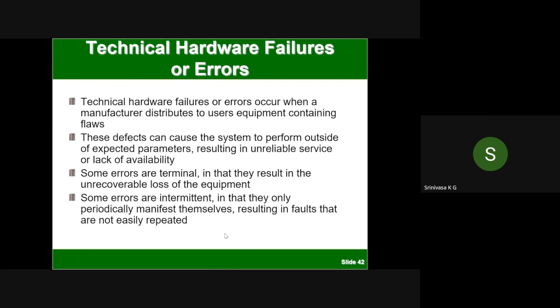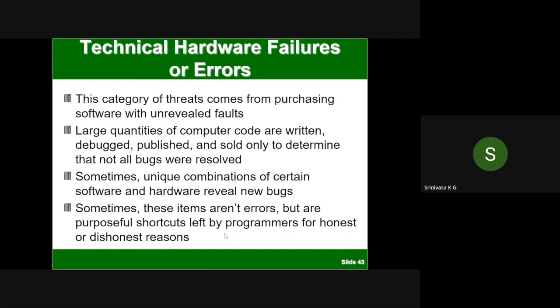Technical hardware failures are errors that occur when the manufacturer distributes to users equipment containing flaws, and these defects can cause the system to perform outside of expected parameters, resulting in unreliable service or lack of availability. Some errors are terminal, in that they result in the unrecoverable loss of the equipment, and some errors are intermittent, in that they only periodically manifest themselves, resulting in faults that are not easily repeated.